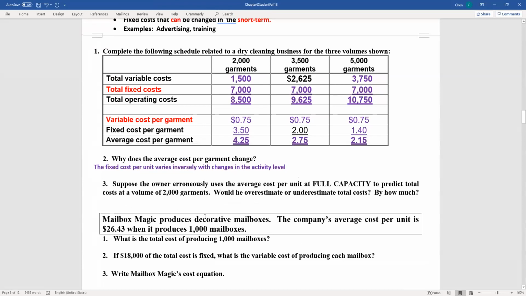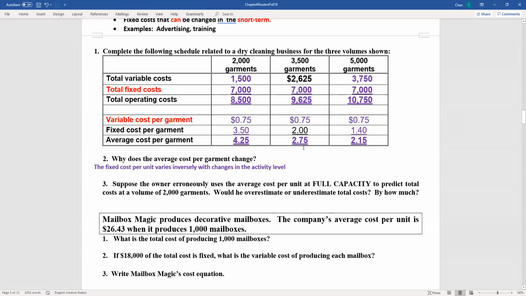Question 3. Suppose the owner erroneously uses the average cost per unit at full capacity to predict total cost at a volume of 2,000 garments. Would he overestimate or underestimate total cost? By how much? What is full capacity? We'll just assume that it's 5,000, okay? So the owner erroneously used the average cost per unit, which is 2.15, to predict total cost at a volume of 2,000 garments.